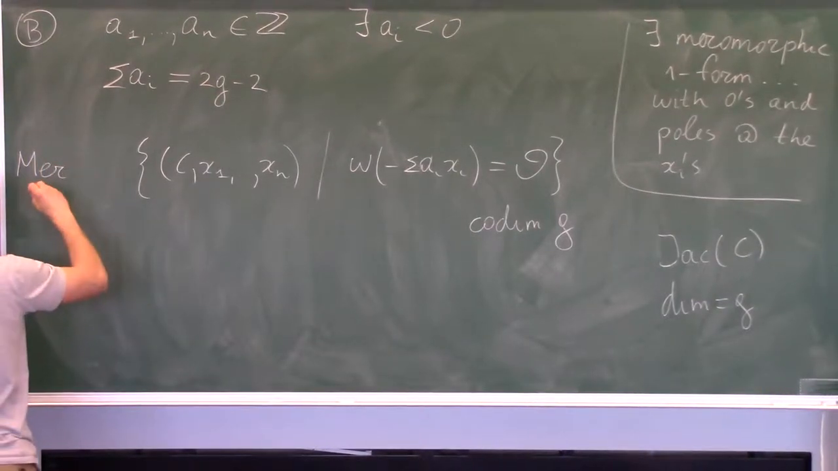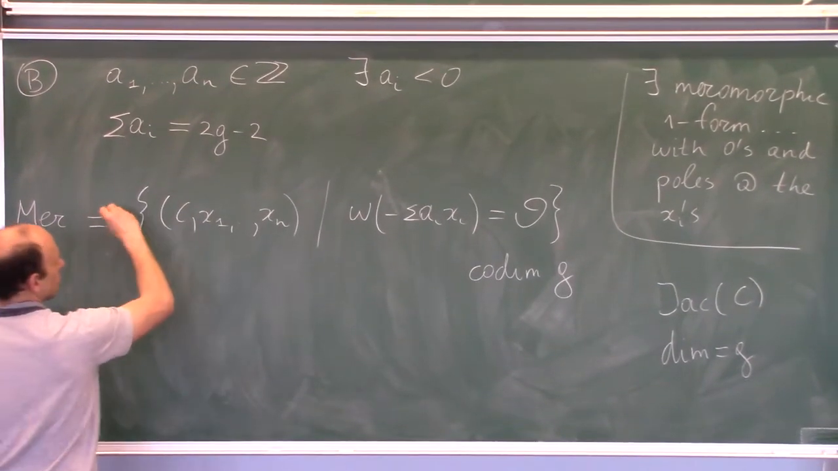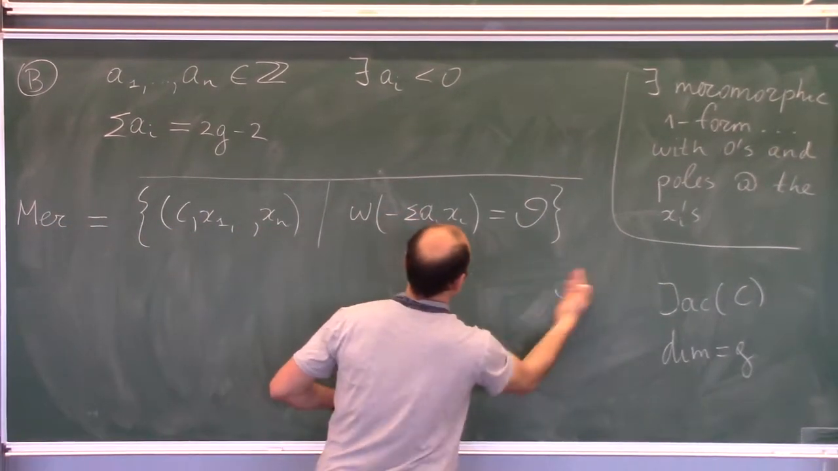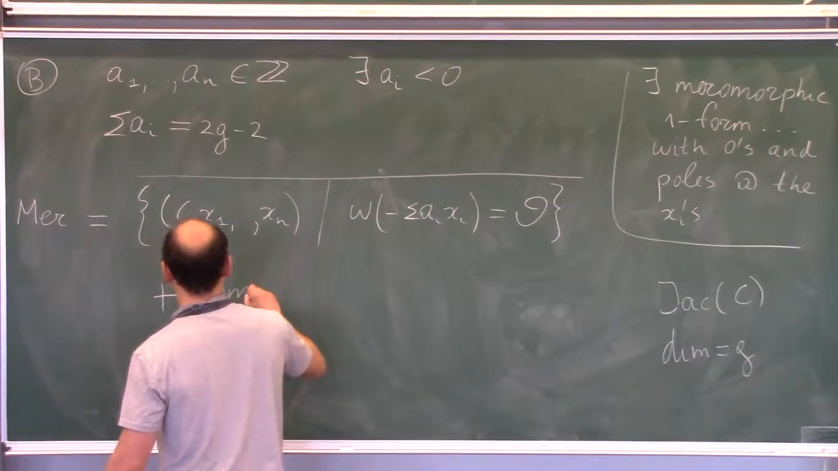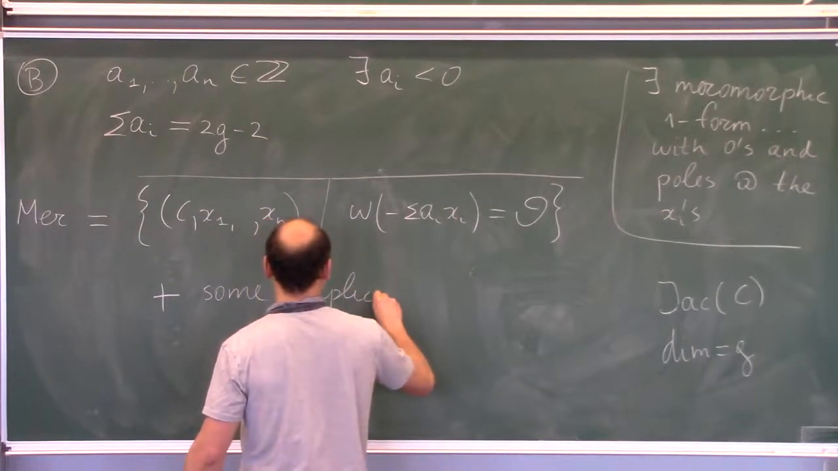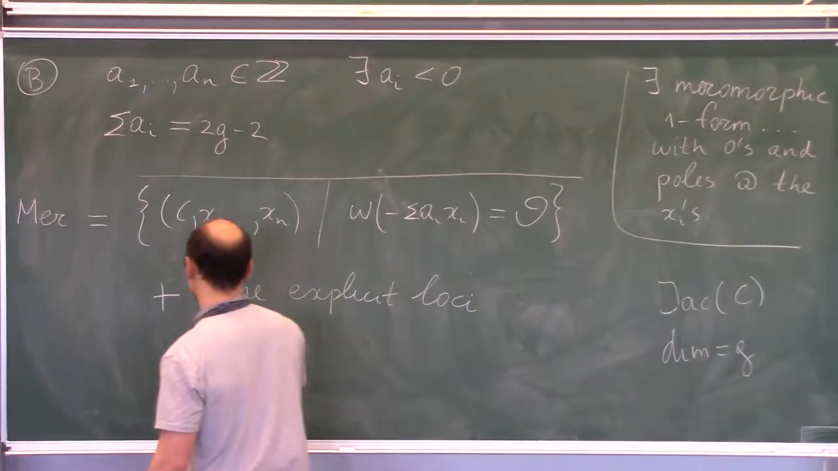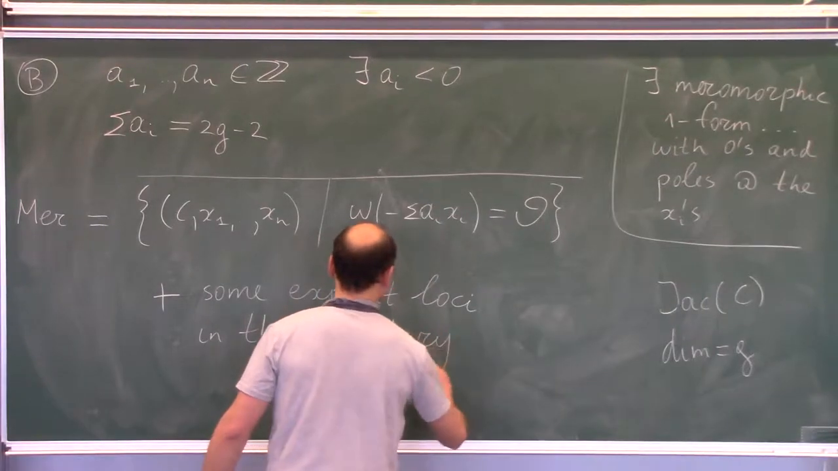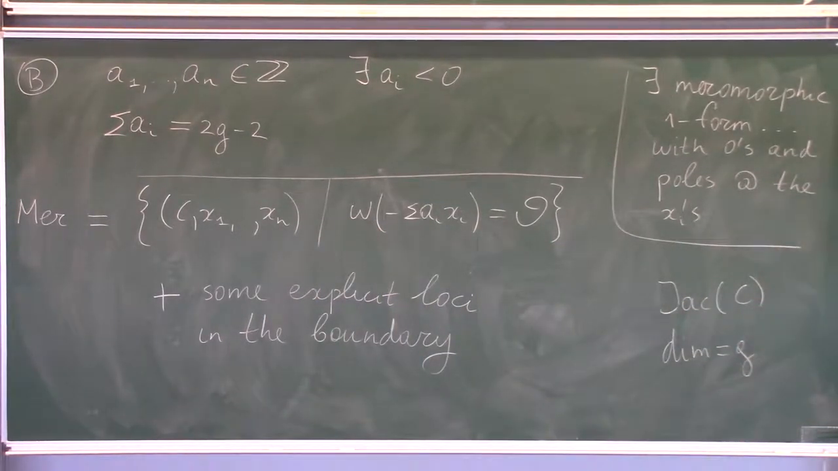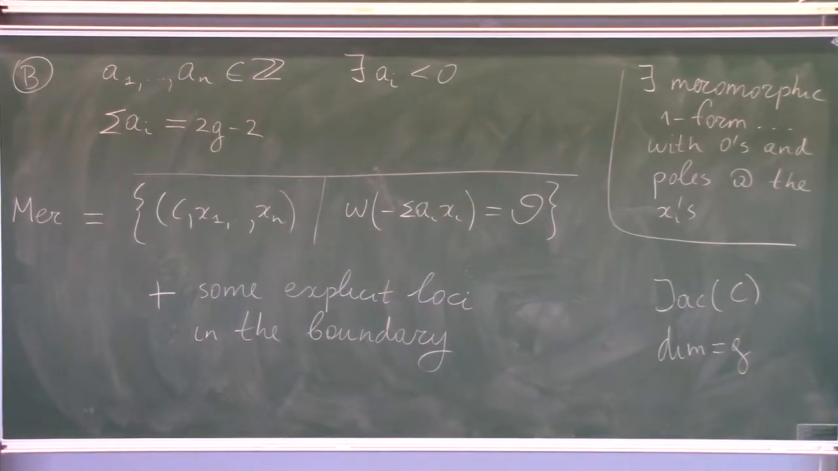Unfortunately, the meromorphic locus is equal to the closure of this plus some explicit loci in the boundary. And I hope that this example convinces you that it is natural to add these loci. At least in this example, you can see that it is much more natural to give the condition that x1 minus x2 is a 2-torsion element than the condition that x1 minus x2 is a 2-torsion element but not 0.